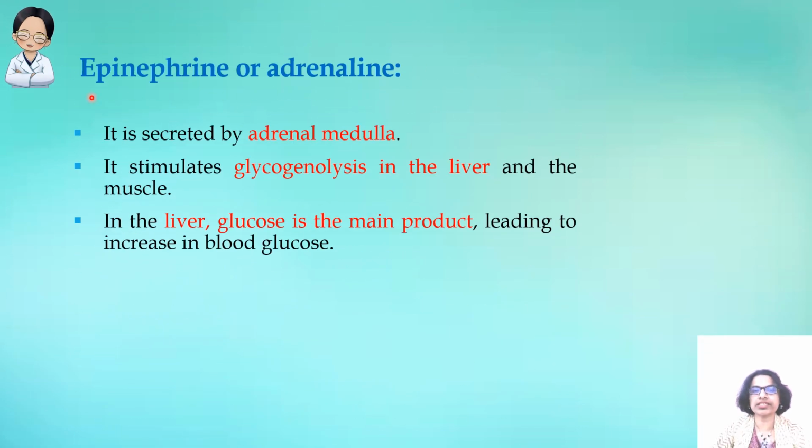Then the other hormone is epinephrine, or adrenaline. It is secreted by the adrenal medulla. It stimulates glycogenolysis in the liver and muscle. In the liver, glucose is the main product, leading to an increase in blood glucose.